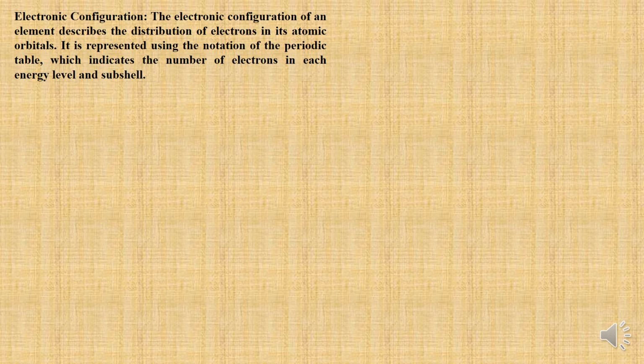The electronic configuration of an element describes the distribution of electrons in its atomic orbitals. It is represented using the notation of the periodic table, which indicates the number of electrons in each energy level and subshell. Now let's see how the electrons are distributed in the atomic orbitals of the atom. The electrons are distributed around the nucleus of the respective atom.